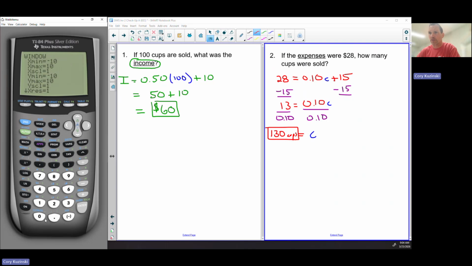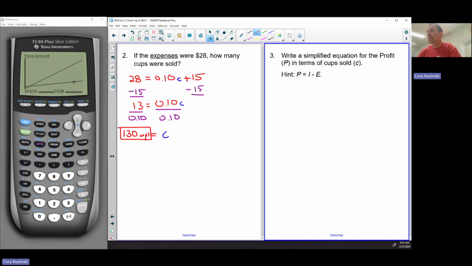Maybe I'll graph these too, and I'll go from 0 to 150 cups, and I'll go from 0 to about $100 in profit or in income and expenses. So there's my income equation. There's my expense equation. That's my break-even point right there. Trace 100 cups. That shows us $60 in income. 130 cups, I've got to jump up to my other equation, 130 cups. That shows me $28 in expenses.